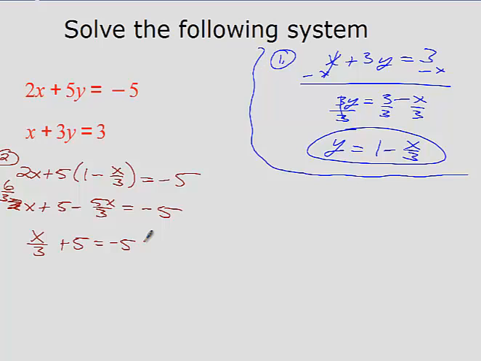How do I get x by itself? Minus 5, so you get x over 3 equals negative 10. And then multiply by 3, so x equals negative 30.